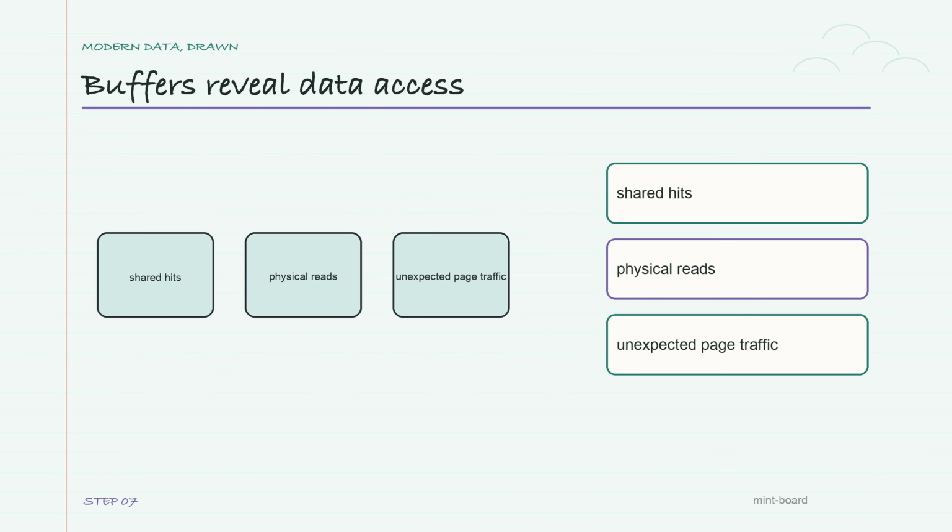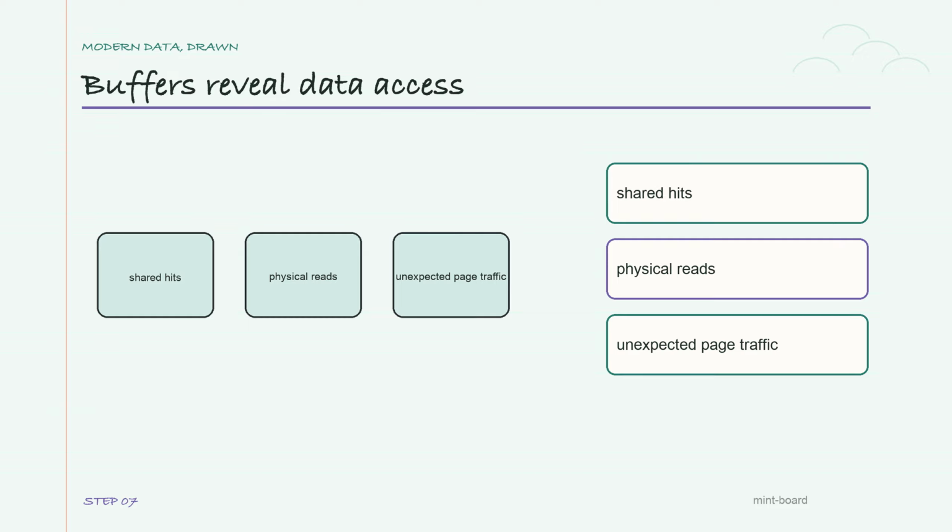Adding the buffers option shows page hits, reads, and writes. This helps separate CPU work from data access work and can reveal a node touching far more pages than expected. Now connect that idea to what appears on the page.